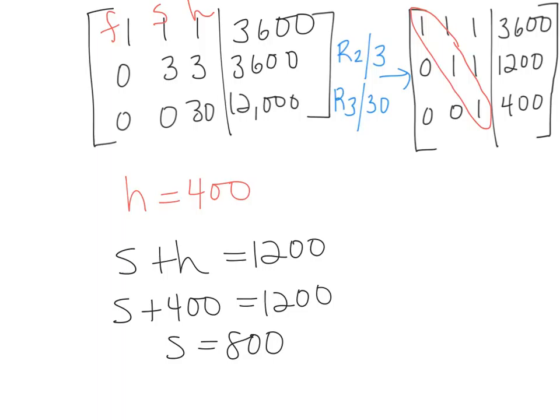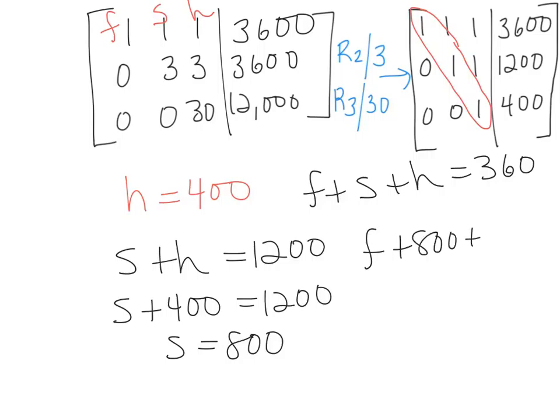Then I'm going to write that top row as F plus S plus H equals 3,600. And I know that S is 800, H was 400, so that is going to make F 2,400. So there's 2,400 $40 seats.